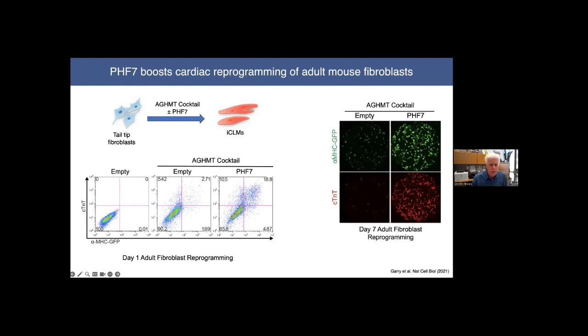And here you can see the consequences. These are single wells of a plate. And here you can see quite dramatically, if you just look at cardiac troponin T, in the presence of what was initially our optimum cocktail, and then the addition of PHF7 really gives it a dramatic boost.